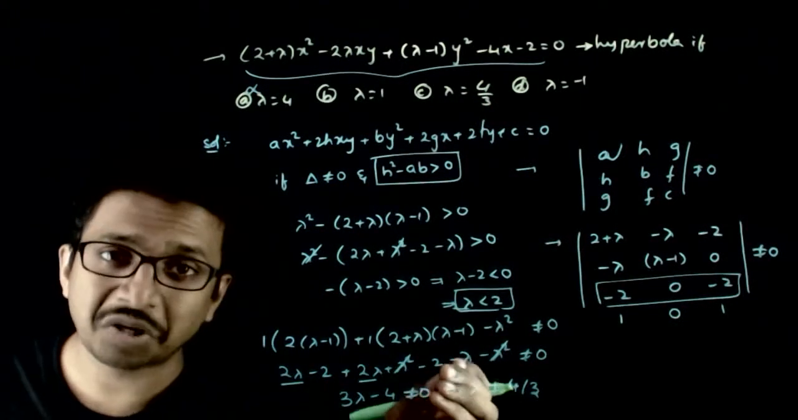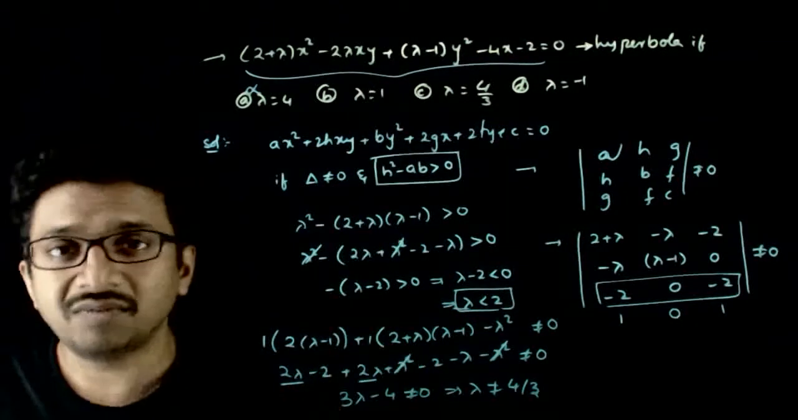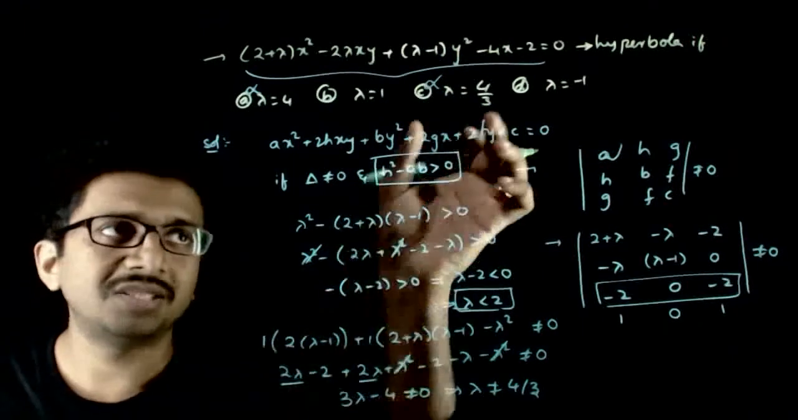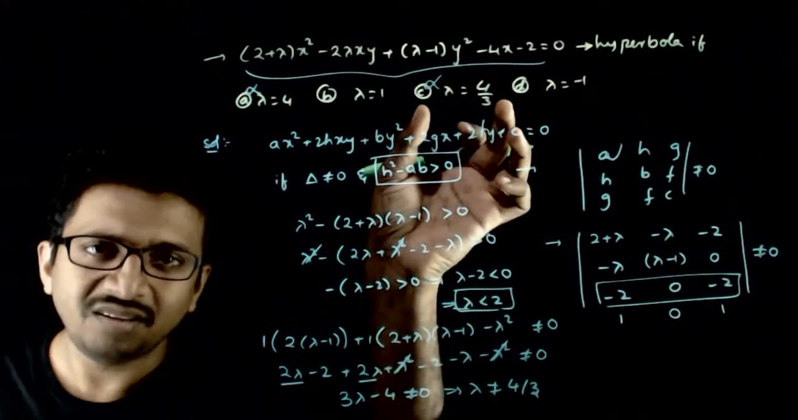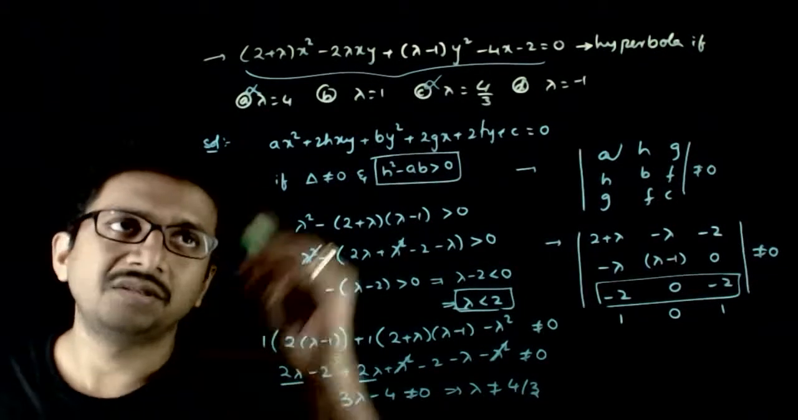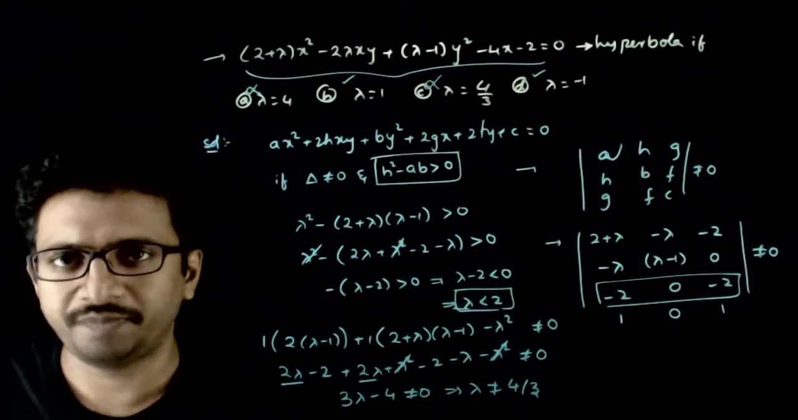So as long as lambda is not equal to 4 by 3 and obviously less than 2, this equation will represent a hyperbola. So what are the possible options? This is not a valid option because when lambda is equal to 4 by 3, delta will be equal to 0 and this represents a pair of lines. So lambda equal to 1 is okay, lambda is equal to minus 1 is also okay. Thank you.